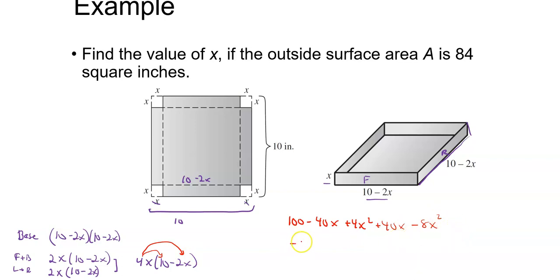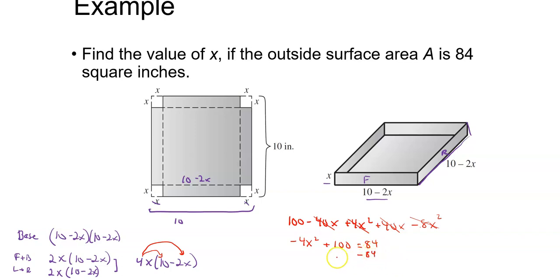Organize this a little bit. So I get a minus 8x squared plus 4x squared. Negative 8 plus 4 is negative 4, so I get negative 4x squared. That takes care of 4x squared minus 8x squared. Notice the x's go away. Plus 100. We said that that surface area is equal to 84.